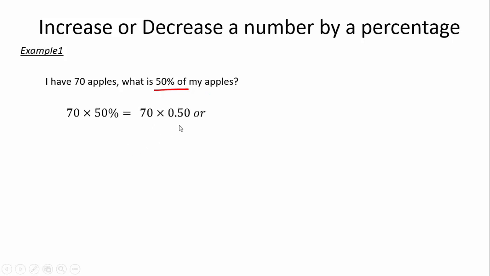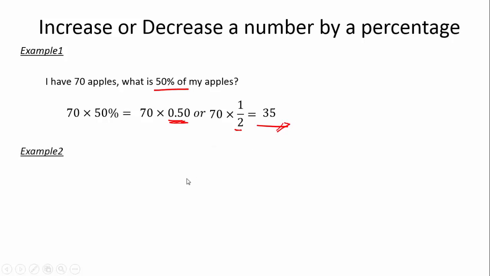So let's get started. I have 70 apples. What is 50% of my apples? So 70 times 50% is the same as 70 times 0.5, and you know that 0.5 is the same as a half. So 70 times 1 half. And you can quite easily tell that 1 half of 70 is 35.